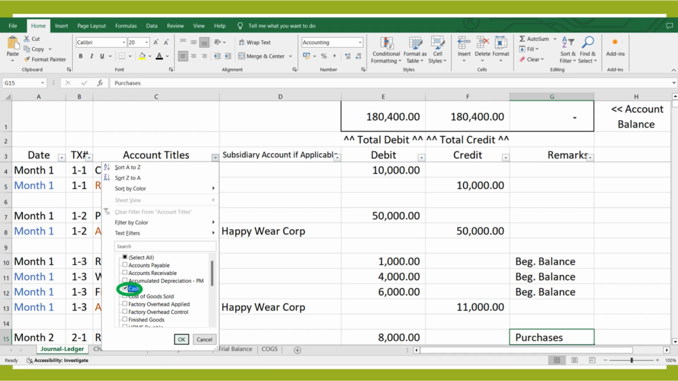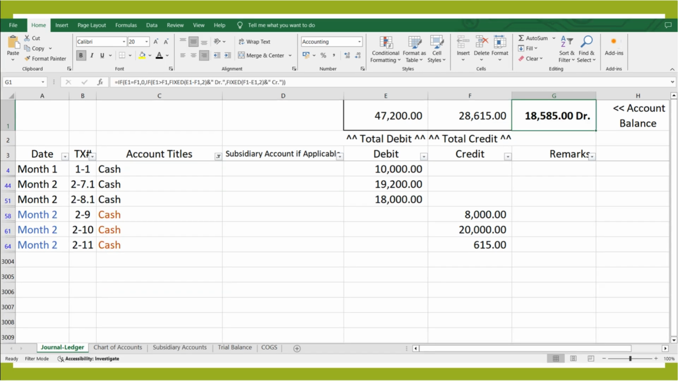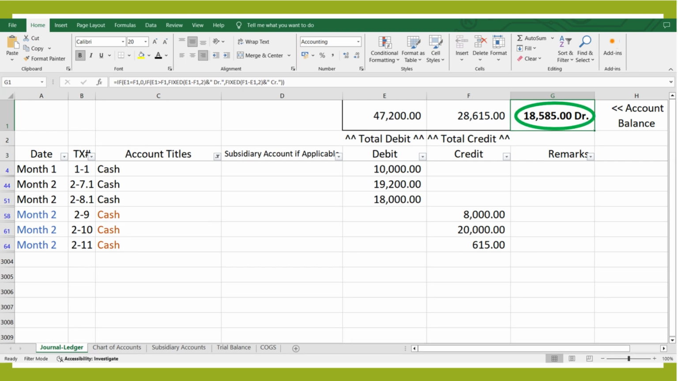To begin, select or filter cash to retrieve the ledger balance. After filtering the journal, it turns into the ledger. We can see total debits amounting to 47,200 pesos and total credits of 28,615 pesos, resulting in a balance of 18,585 pesos, which will be carried forward to the trial balance.